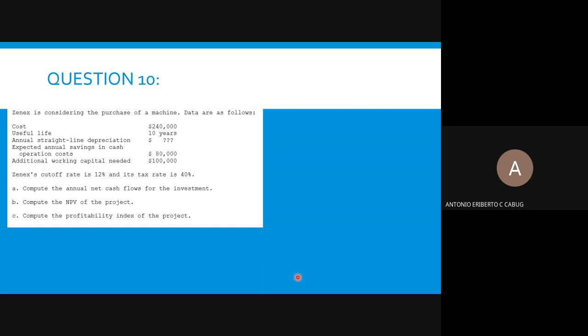Okay, game. Zenex is considering the purchase of a machine. Data are as follows. So ito yung data given. Everyone, please give me your answers. You have the cost of 240K, useful life 10 years. And then you have expected annual straight line depreciation. 240K divided by 10 is 24,000. Expected annual savings in cash operating costs is 80K.